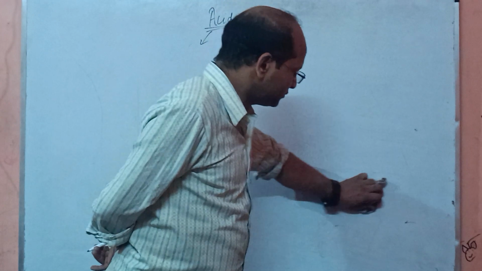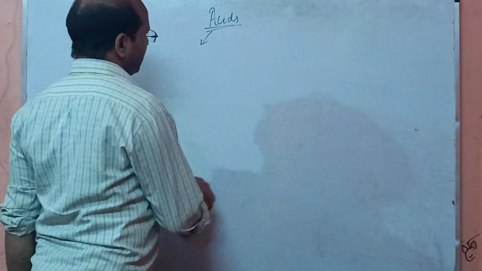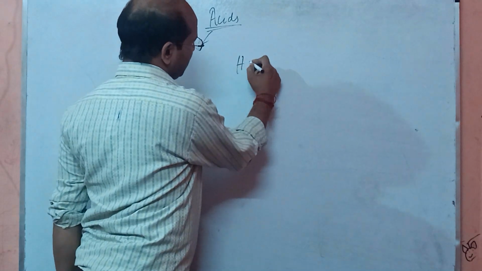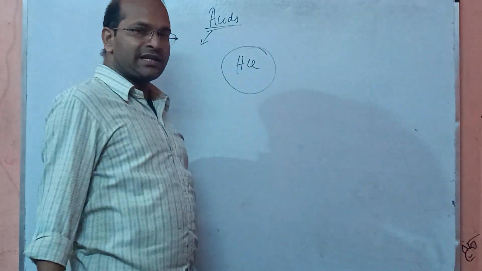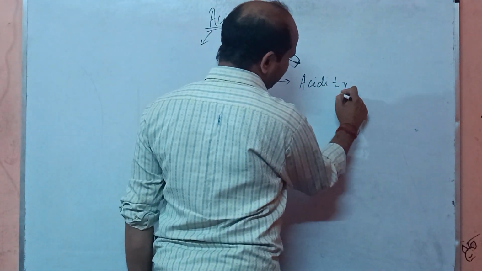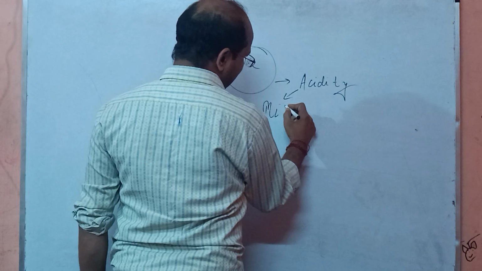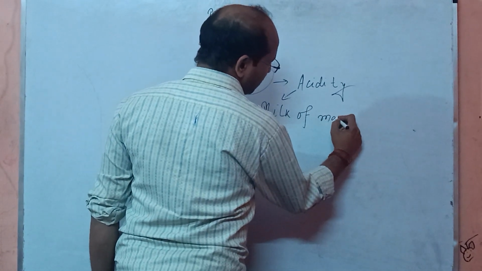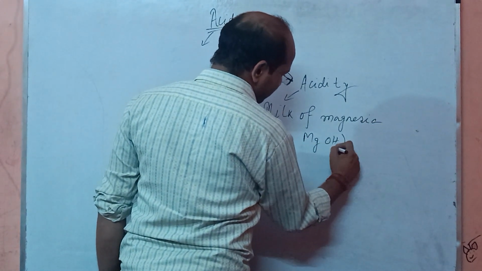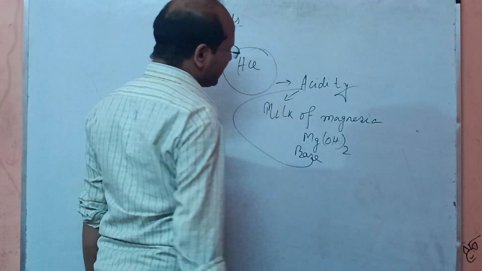Now there is a question: which acid is present in our stomach? The acid present in our stomach is HCl. If there is over secretion of HCl in our stomach, we suffer from a condition called acidity. To get relief from this, tablets of milk of magnesia are given. Milk of magnesia is magnesium hydroxide, and this magnesium hydroxide is a base. It will react with this acid and we will get relief.